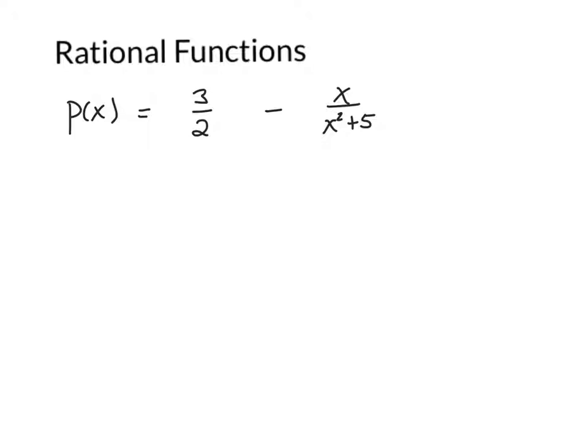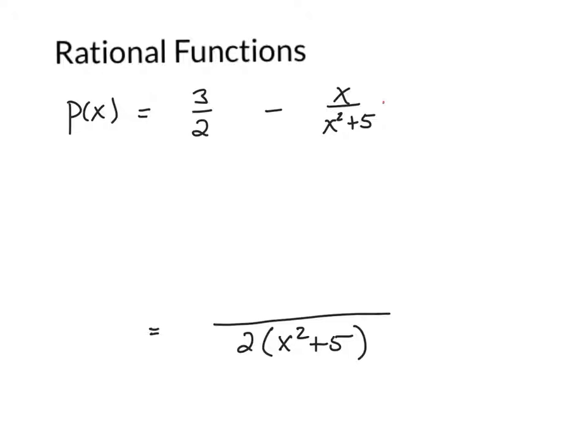Okay. So here's how I'm going to do that. I'm going to get them with the same denominator, and I'm just going to take the product of all the denominators to do that. Okay. So my end result should look something like this. I should have something with a denominator of 2 times x squared plus 5. Now I don't know what the numerator is, but we're going to figure that out. So I took this 2, I multiplied by this x squared plus 5, and that's going to be my new denominator.